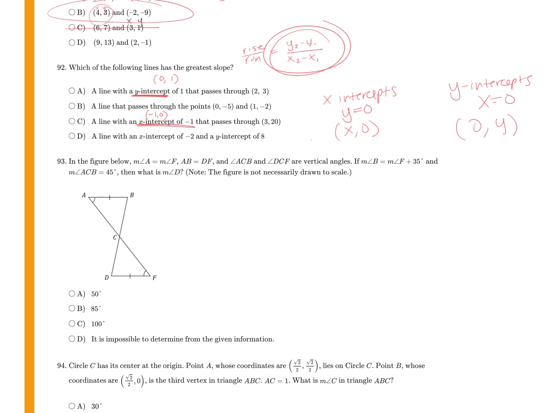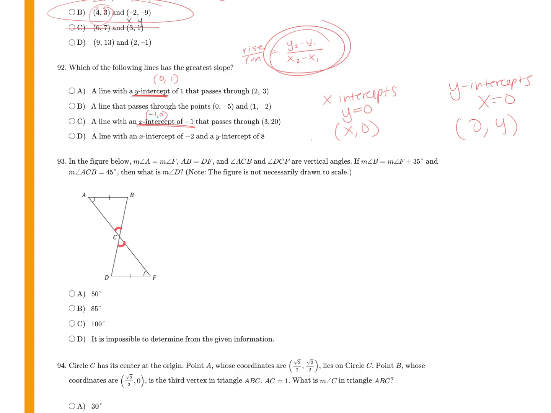Alrighty. Number 93. In the figure below, measure of angle A is equal to measure of angle F. AB is equal to DF. That's why they have these tick marks and the angle markings right here. Angle ACB, this angle right here, and DCF are vertical angles. They're across from each other. By the way, vertical angles are congruent. So this angle is equal to this angle.